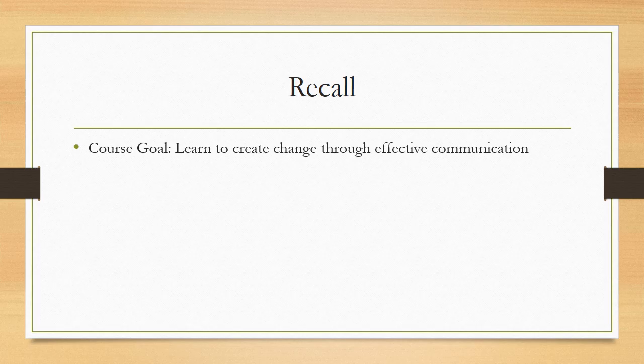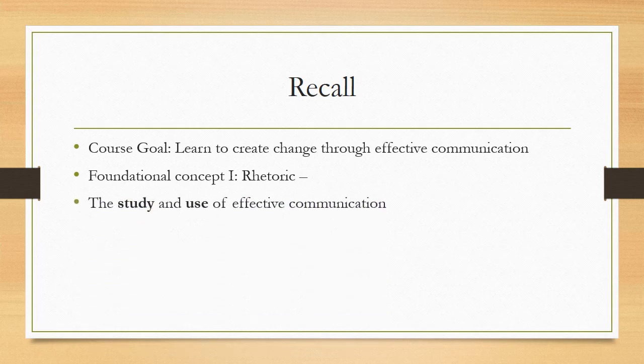What are some of the things we've done so far? The first most foundational thing of the two foundational concepts we've studied, foundational to this goal, is rhetoric. In lesson 1, we talked about rhetoric. What is rhetoric? It's the study and use of effective communication. So essentially the study of effective communication, right? Studying the means by which we will create change. Studying writing would be a really simple way to put that.